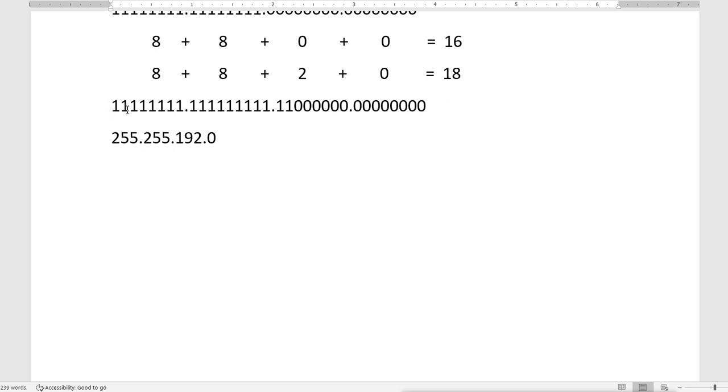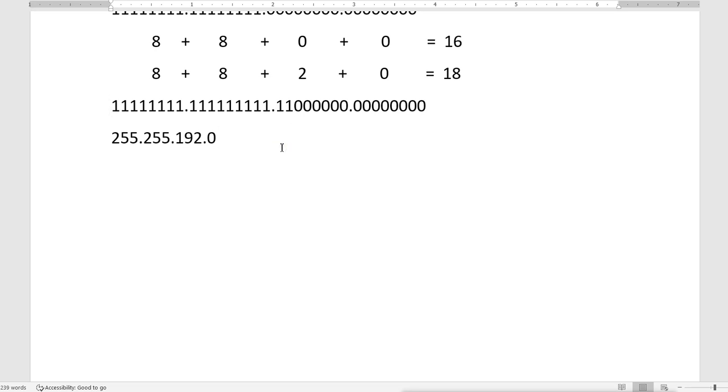The default bits: if it is class A, then the first 8 bits are default, so we leave those 8 and count the rest of the bits, on and off. And if it is class B, then we leave the first two bytes, that is 16 bits, and count the rest of the 16 bits, on and off, to know how many networks and hosts we have. So here, after leaving these 16 default bits, I get 2 extra bits.